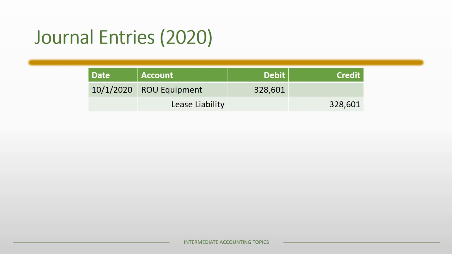And so that initial journal entry, we recorded on October 1st, 2020. We debit the right of use asset, in this case a piece of equipment, and we credit the lease liability for the present value of the minimum lease payments.